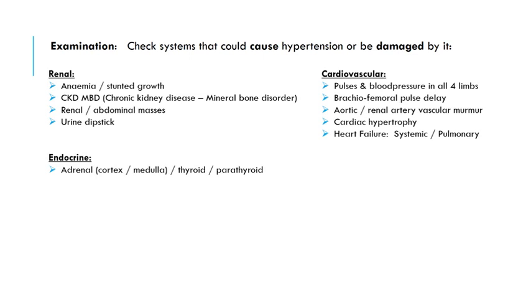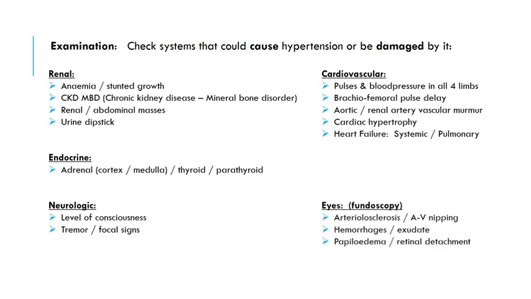Listen and hear, can you hear any murmurs? Assess your patient for cardiac failure. With endocrine, you will then examine the endocrine organs. Neurological, full neuro exam, and look for things like level of consciousness, focal signs, tremor, things that will give you a clue to a neurological cause, to also see if there's neurological damage from the hypertension.